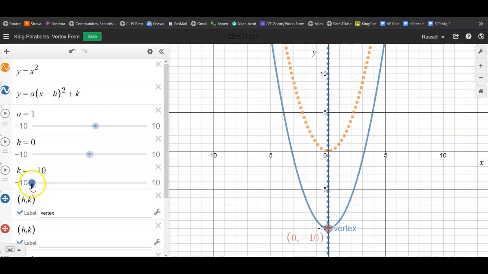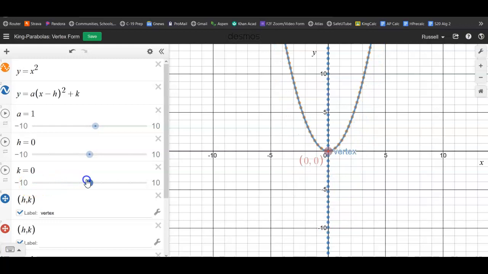Now, if we make it go positive and we go to x squared plus 1, plus 2, plus 3, plus 4, plus 5, and so forth, we can move the parabola up by a certain number, and that number is k. So that's our vertical translation. So h moves the graph back and forth, left, right. K moves the graph up and down. So those are two key translations that are built into the vertex form of a parabola.